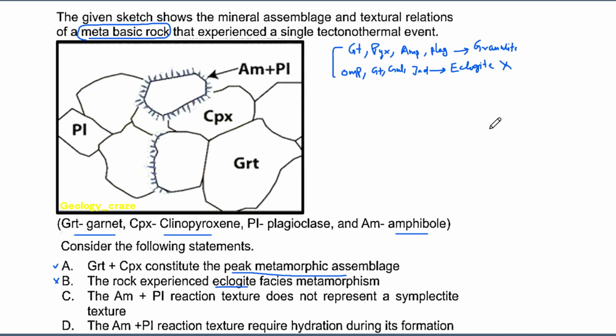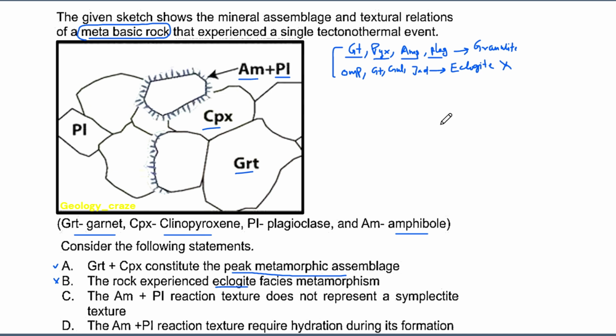Now the other thing is, we are getting garnet here, pyroxene meaning OPX and CPX we are getting here, we are getting amphibole, we are getting plagioclase here. So it means this system, this metabasic rock that experienced a single tectonic event, is granulite.